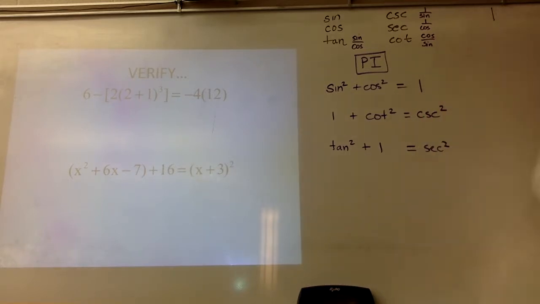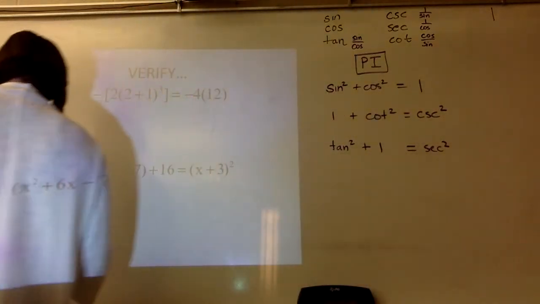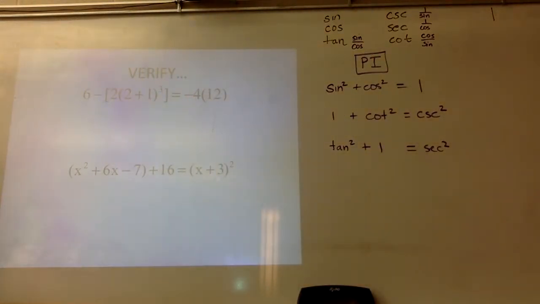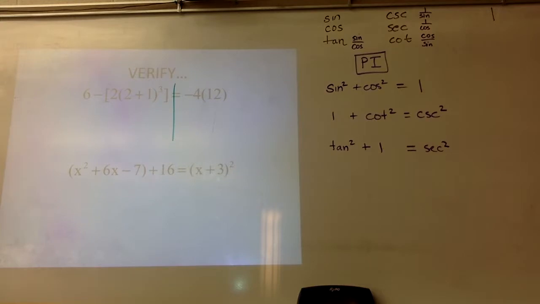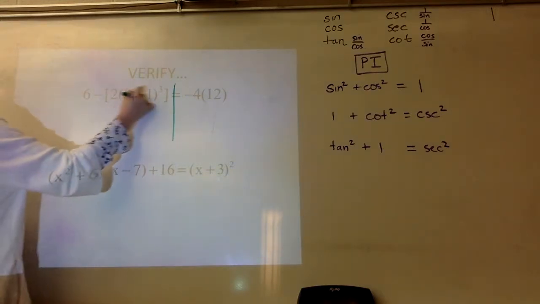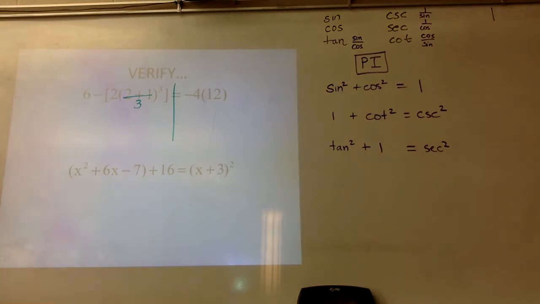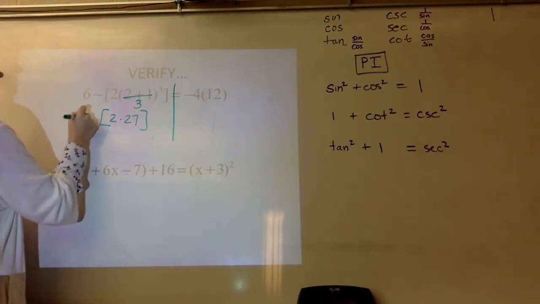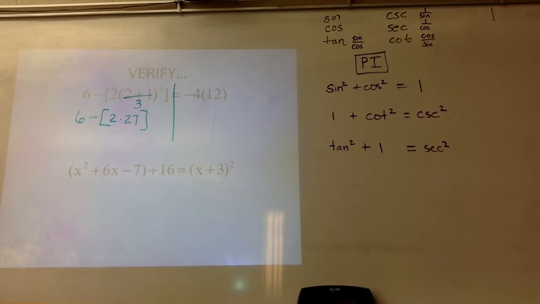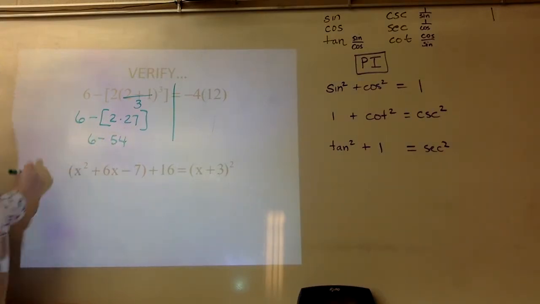So if I ask you to verify in the first one, what I would suggest doing is starting on one side. Let's start on the left and apply PEMDAS. Okay? So I'm going to draw a little wall in here. I'm going to work on the left-hand side. What do I do first for PEMDAS? Parentheses all the way on the inside, so this becomes 2 plus 1, which is 3. Then what? Exponents, 3 to the third. What is 3 to the third power? 27. So now I'm here, 2 times 27, 6 minus 2 times 27 is? Negative 54. 6 minus 54?